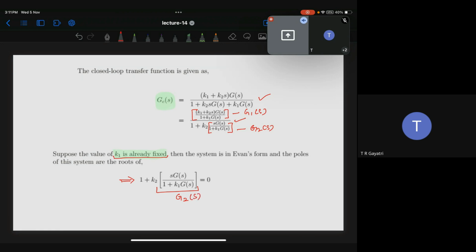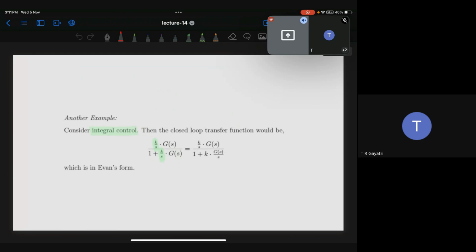Next, you can also see the integral controller. It means that we simply replace k with k by s. Here also k by s. In this, this total is g1(s), and here this is g2(s). So we have to be very careful.